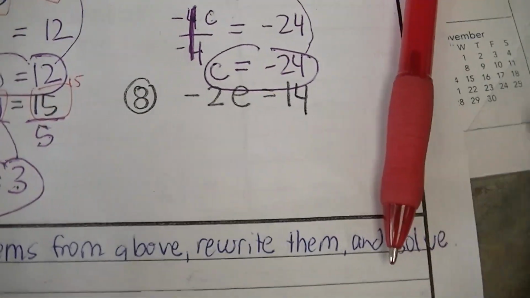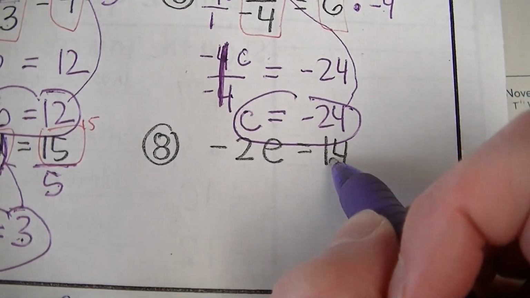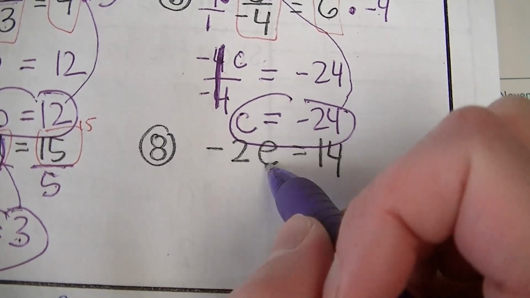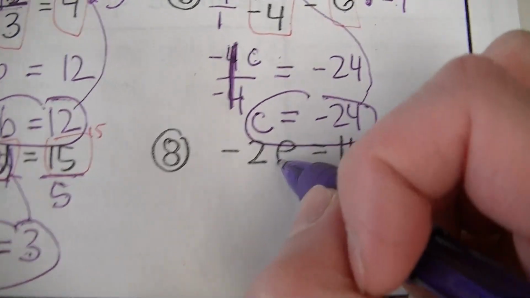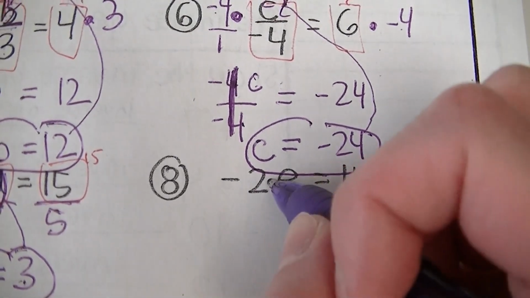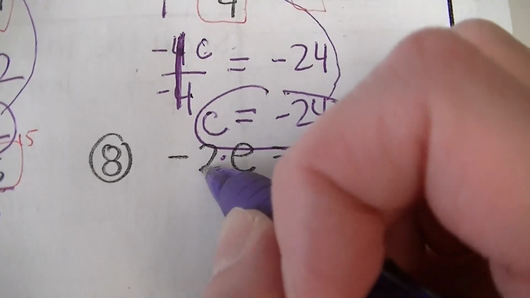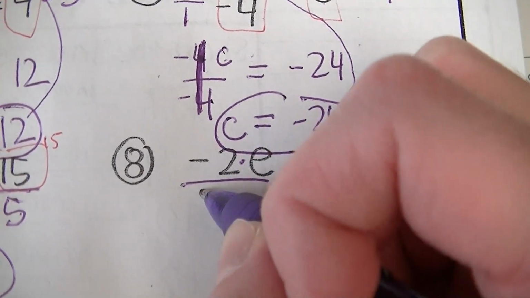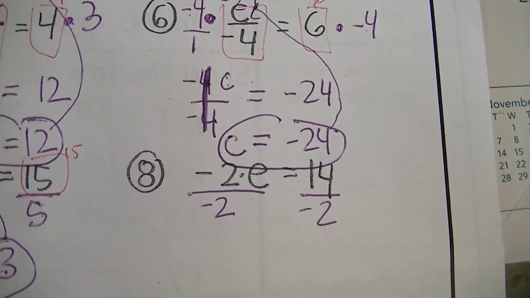All right, think about this one. This means negative 2 times e is equal to 14. So negative 2 times some number that we're going to find out when I multiply it is going to equal 14. So what's the opposite of timesing by negative 2? If it helps, you could put a little multiply right there to remember that. Yeah, that means multiply. Okay, the opposite of timesing by negative 2 is to divide by negative 2. And do it to both sides of the equal sign.